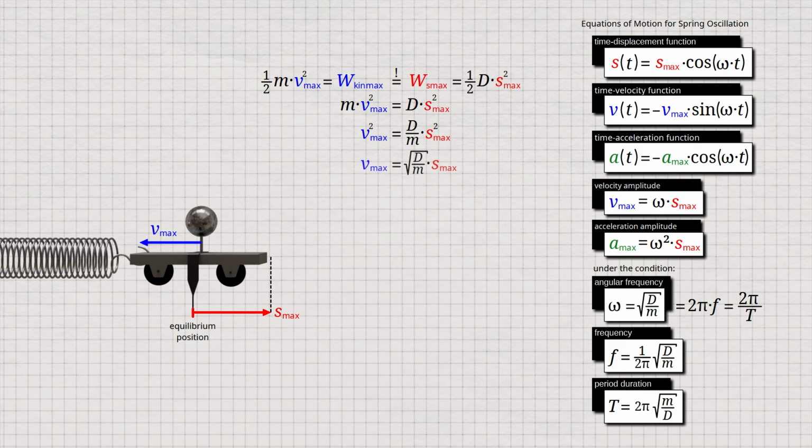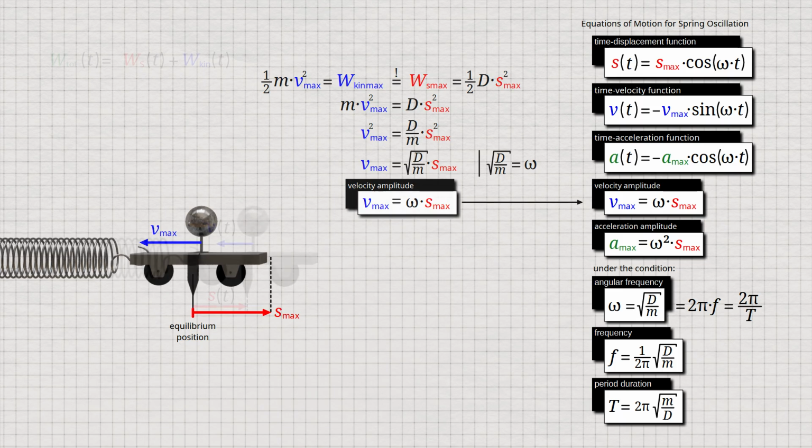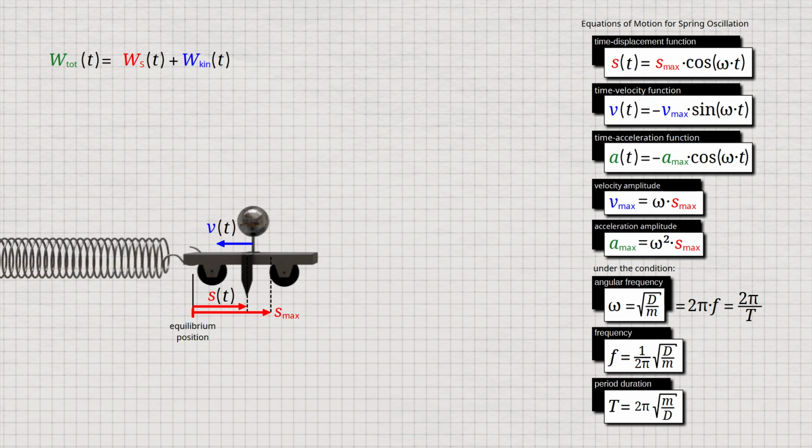Taking the square root on both sides gives the stated relationship. The square root of the quotient of the spring constant and the pendulum mass corresponds precisely to the angular velocity. In this way, the already known relationship between maximum displacement and maximum velocity is obtained. At all other times, when the pendulum does not have its maximum displacement or maximum velocity, the total energy stored in the spring oscillation is given by the sum of the current potential energy of the spring and the kinetic energy of the oscillating mass.